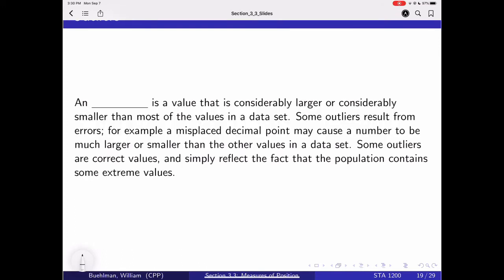The next topic we're going to talk about are outliers. An outlier is a value that is considerably large or considerably small compared to most of the data set values. Some outliers result from errors. For example, a misplaced decimal point may be the cause of a much larger or much smaller number. Some outliers are indeed correct. They simply reflect some anomaly in the data set that's really extreme.